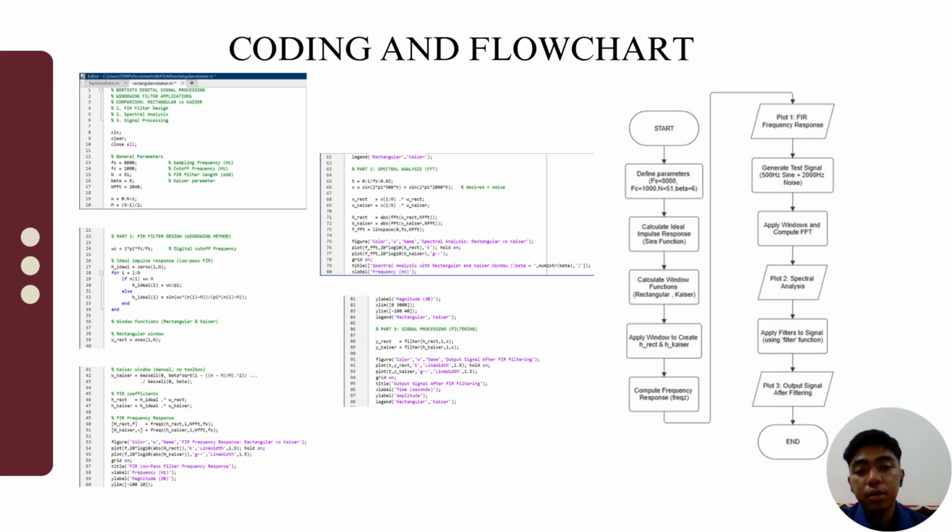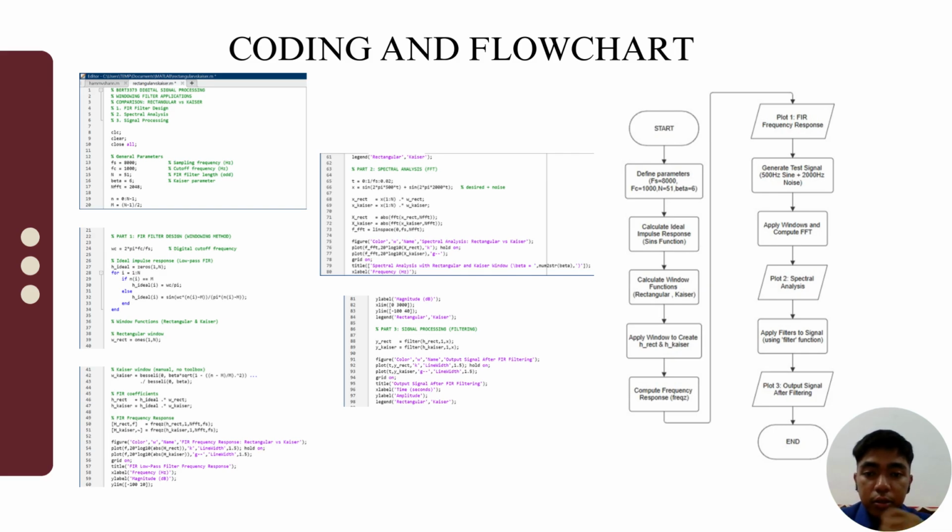Hello, hi. For this session, you can see the project and the coding area. This figure is the full coding in MATLAB software. The right side is the project diagram. I compare the rectangular window and the Kaiser window to see the impact on filter performance and signal purity.